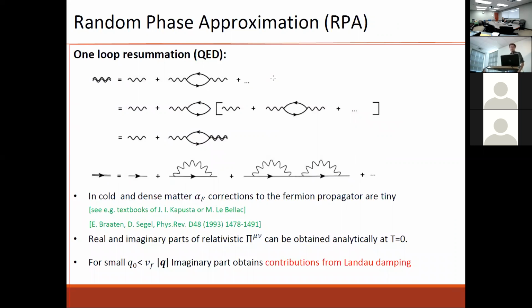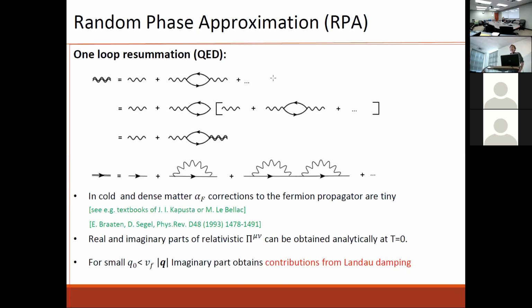So what does the RPA actually do? RPA is basically a fancy word for doing a one-loop resummation. If I take my photon propagator and resum insertions of single electron loops, that's pretty much what the RPA is doing. At that point, you could say, well, if I'm in a plasma, I should probably do the same thing for the fermions, and you could basically write down a Dyson equation for the fermions as well.